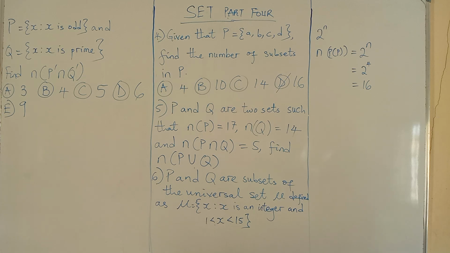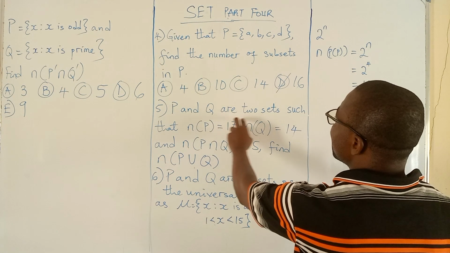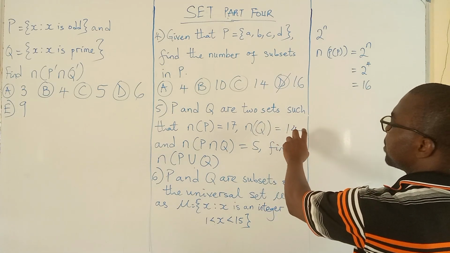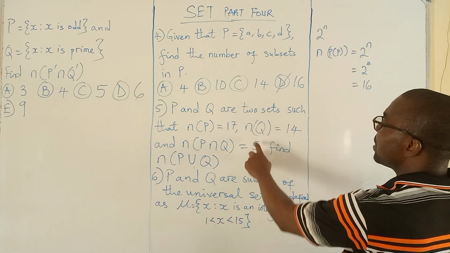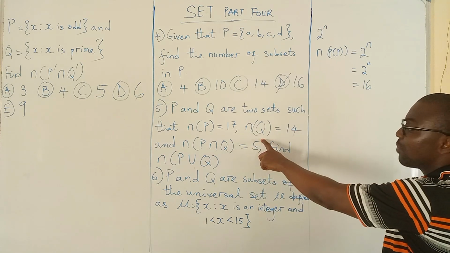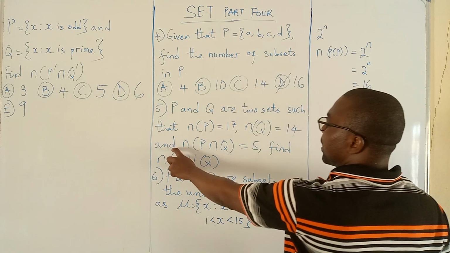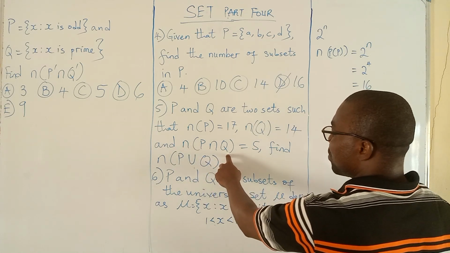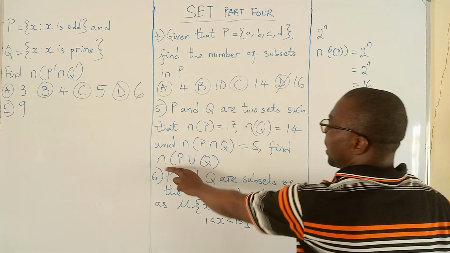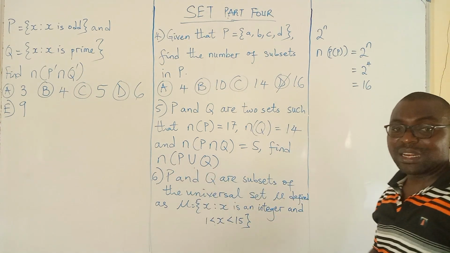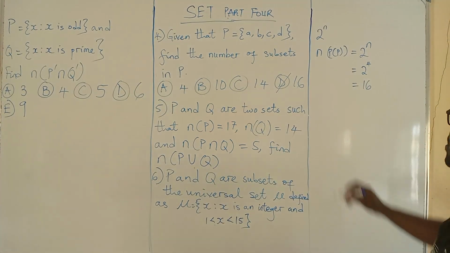Now we look at question number 5. P and Q are two subsets such that n of P, that is the cardinality of P, is 17. n of Q, that's the cardinality of Q, is 14. And n of P intersection Q, that's the cardinality of their intersection, is 5. Find n of P union Q, that's the cardinality of the union set.